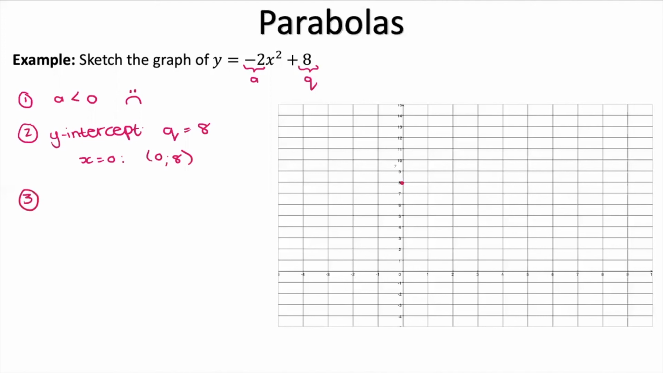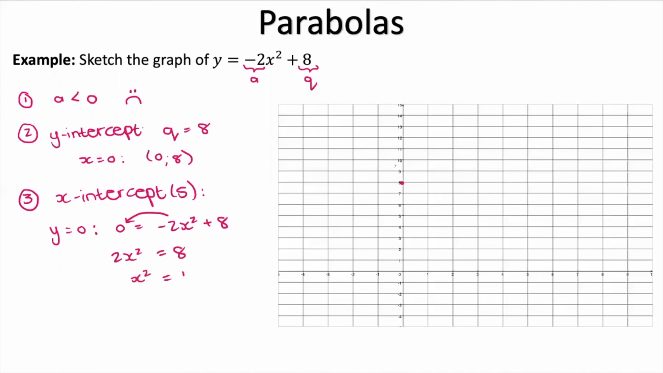The next step is going to be to find our x-intercept or x-intercepts depending on our graph. So let's have a look here. To find our x-intercept, we're always going to set y equal to 0. So wherever we see a y, we're going to replace it with a 0. Now I'm going to move this negative 2x squared over, and I'm going to get 2x squared is equal to 8. I'm going to divide both sides by 2, and I'll get x squared is equal to 4.